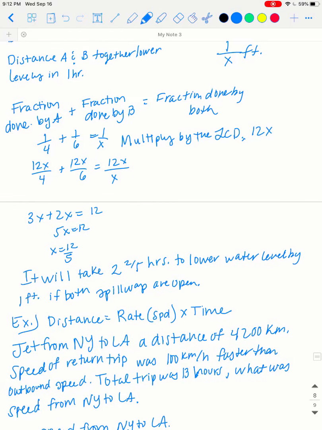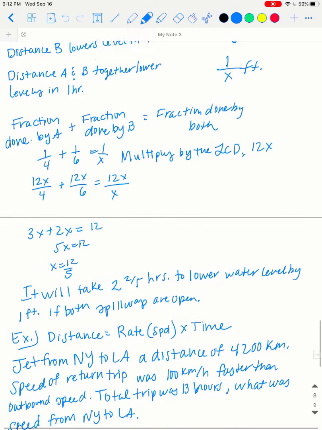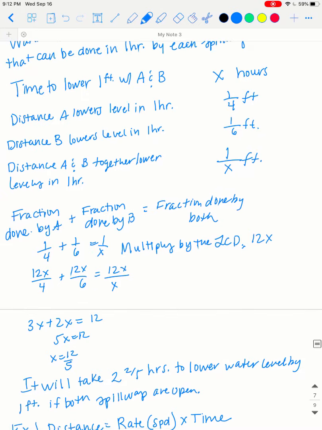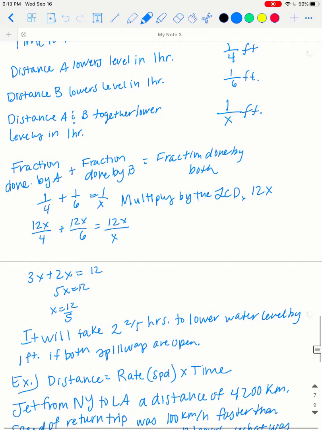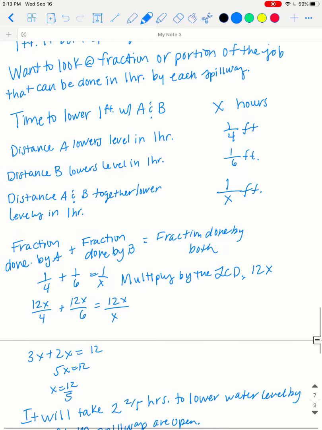Okay, so we're going to do the fraction done by A plus the fraction done by B equals the fraction done by both. So we have 1/4 plus 1/6 equals 1/x. We're going to multiply by the least common denominator, 12x. Then we're able to cancel out common factors to get 3x plus 2x equals 12. So 5x equals 12, and x equals 12/5.